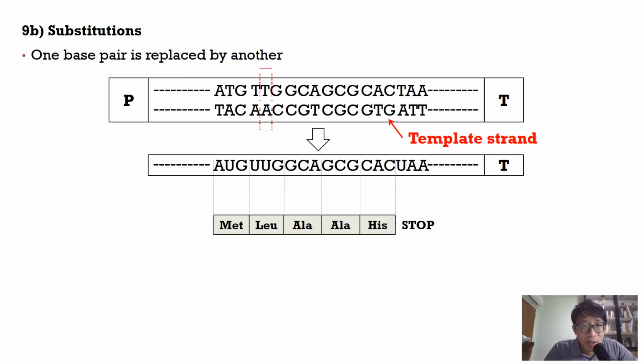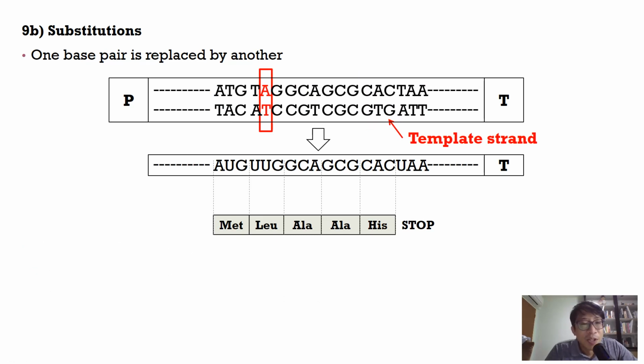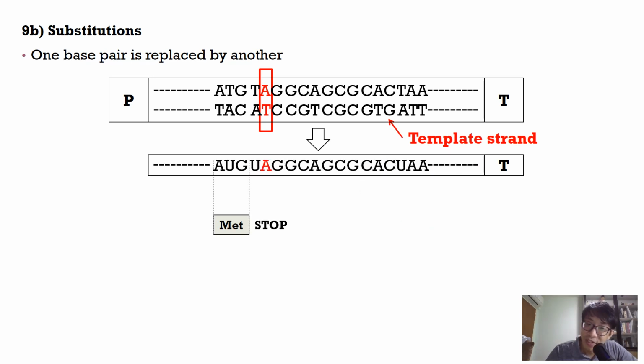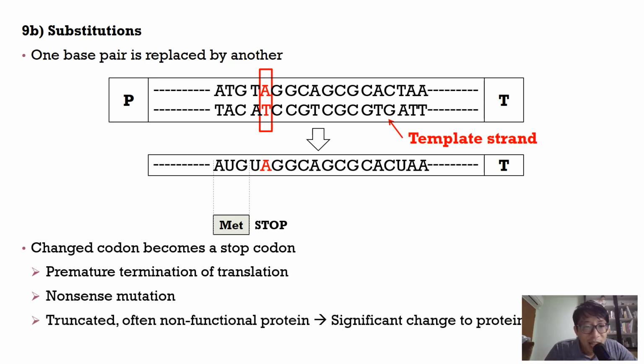And the last scenario: you have a change of nucleotide here, TA becomes AT. So the result is the codon is changed from UUG to UAG, and UAG is a stop codon. So this is a nonsense mutation, when the codon is changed to a stop codon that causes the termination of translation to be earlier. So premature termination, and the polypeptide formed would be shortened, so we call this truncated, shortened.